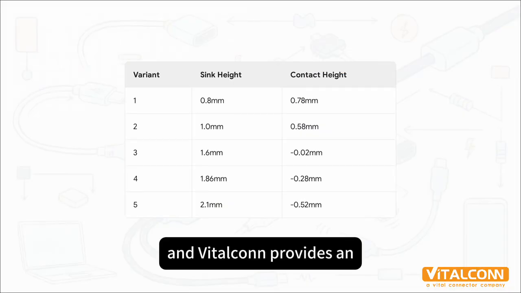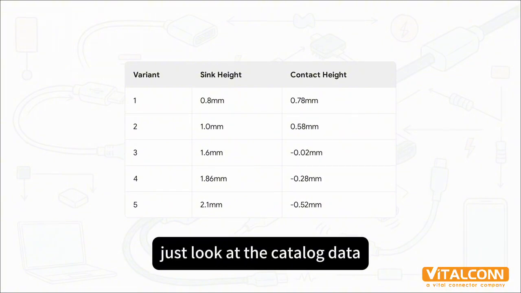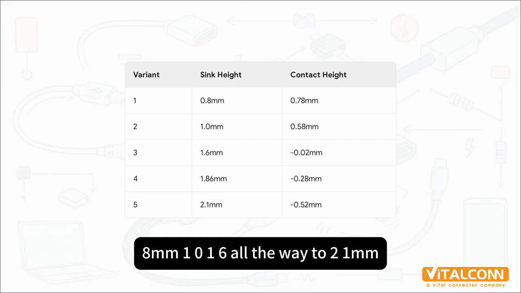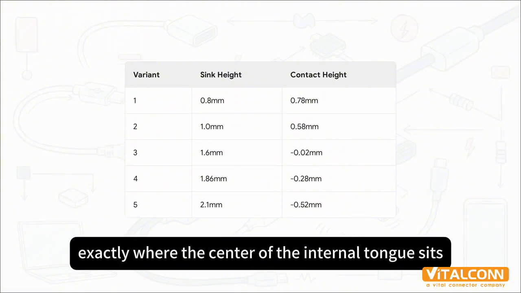And Vitalconn provides an overwhelming array of options just for these 16-pin syncing models. Just look at the catalog data. It reveals syncing heights of exactly 0.8 millimeters, 1.0, 1.6, all the way to 2.1 millimeters. Notice that contact height column. That tells the engineer exactly where the center of the internal tongue sits relative to the board.